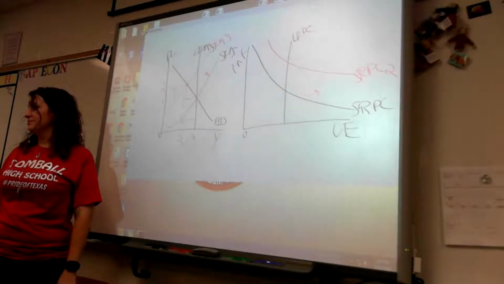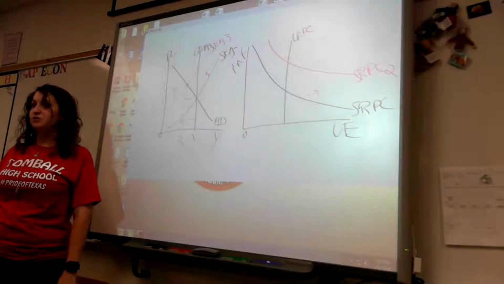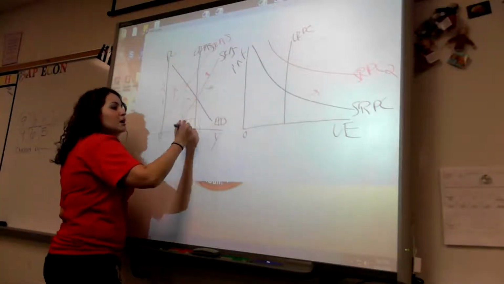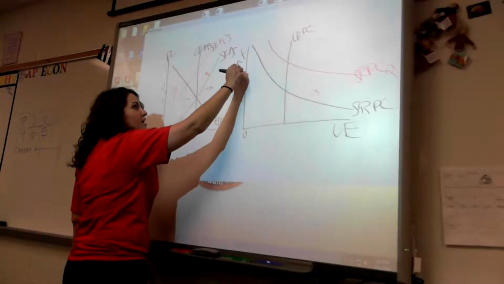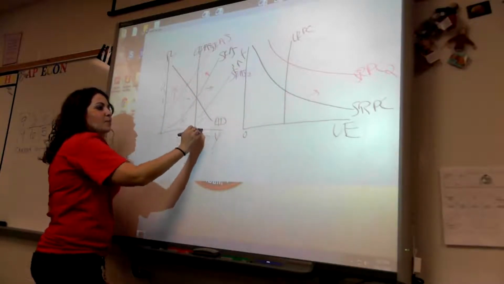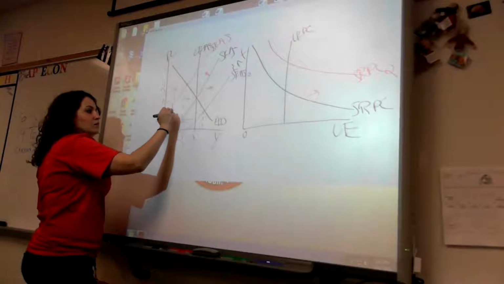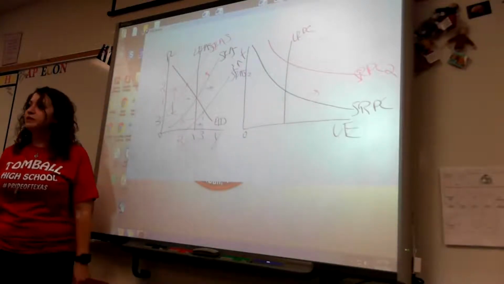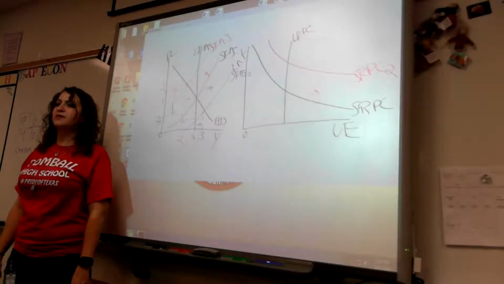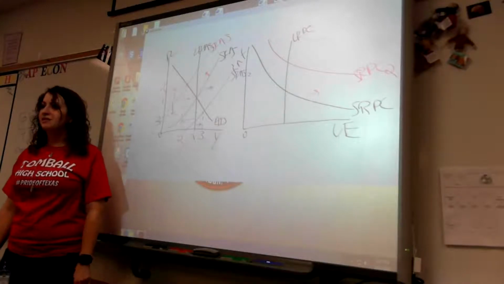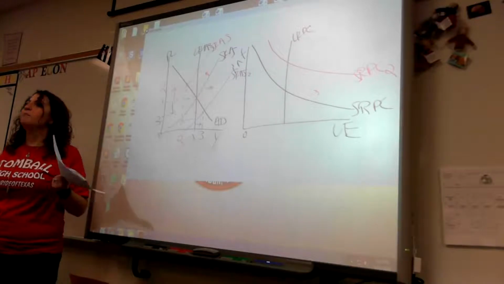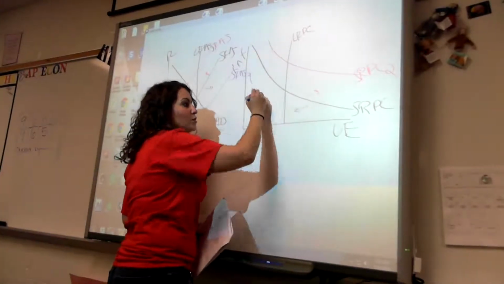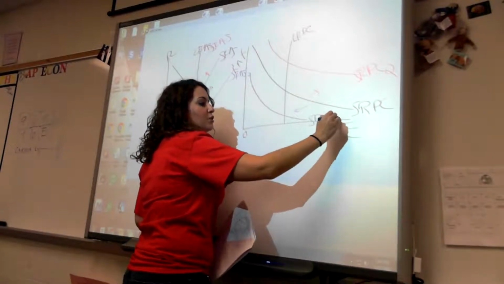There's new technology. We're talking about going to the right. New technology boom, SRAS to the right. Prices fall, and GDP increases. The economy is growing and things are cheaper. That's amazing that both good things are happening. And the short run Phillips curve is going to shift to the left. Short run Phillips curve, I'll say 3.